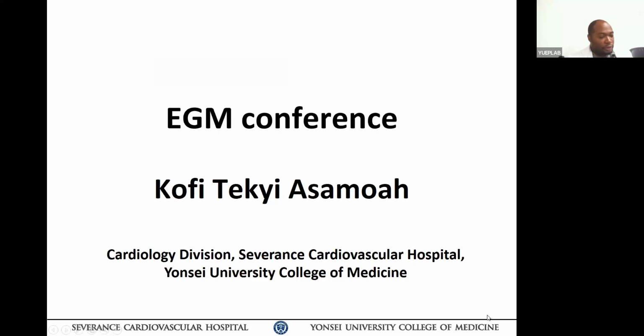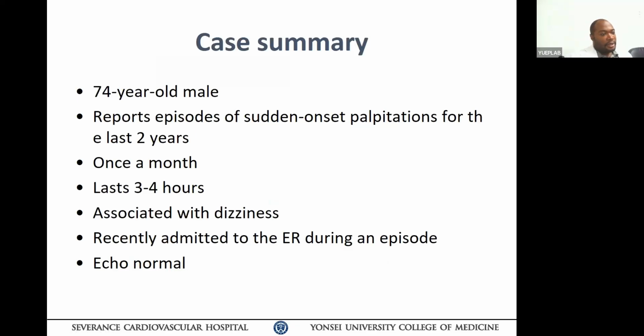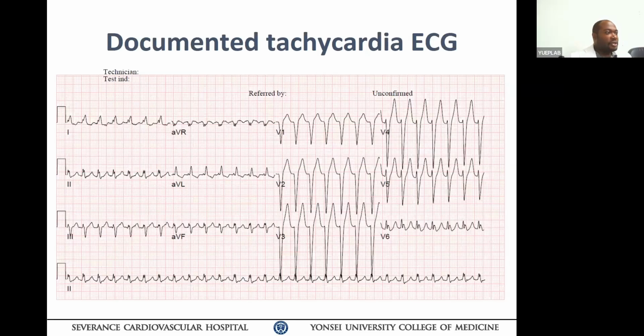Good morning. I'm Pitachi Asamoah, and I'll be presenting today's EGM. This is the case of a 74-year-old male who reported sudden onset palpitations that have been intermittently occurring for the last 2 years, about once a month, with each episode lasting about 3 to 4 hours and occasionally associated with dizziness. Recently, during an episode, he was admitted to the emergency unit, and as part of his evaluation his echocardiogram was normal. This is the tachycardia that was documented.